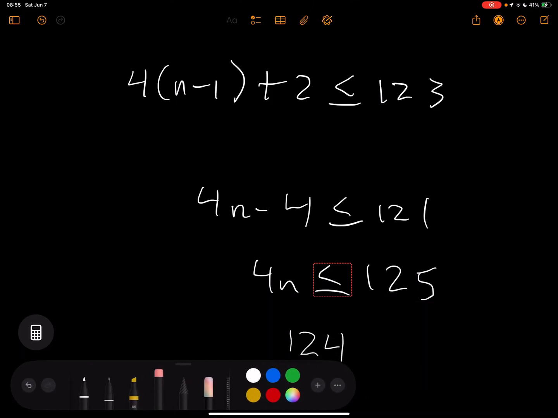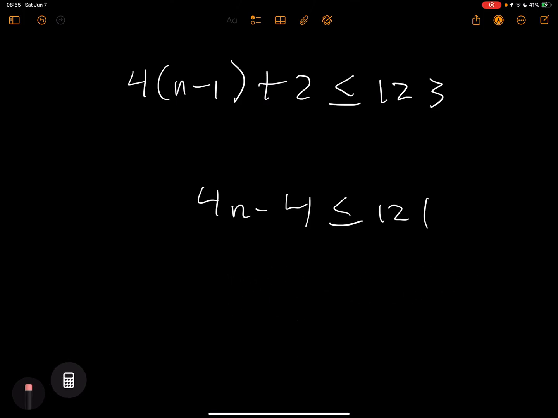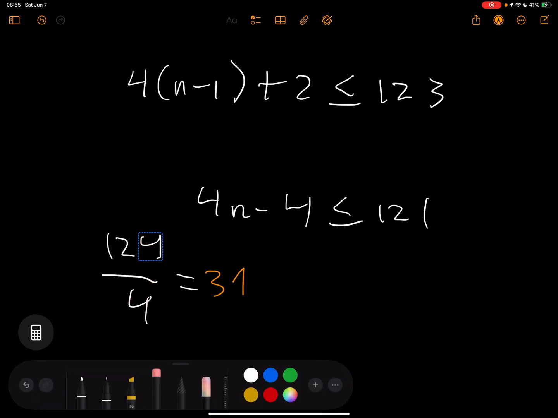And then n, if you divide 124 by 4, what do you get? 124 over 4 equals 31, I think. If I'm not wrong. Yep, it should be 31. Right? Yes, okay. Now returning back to the problem, n can be 31 numbers. And therefore, that is our final answer.